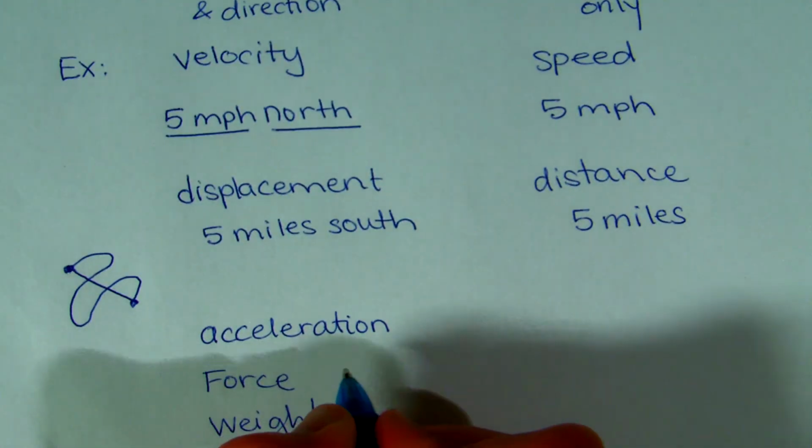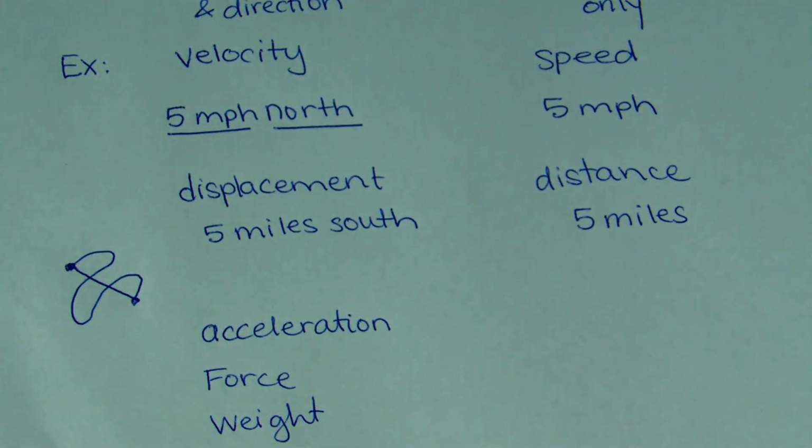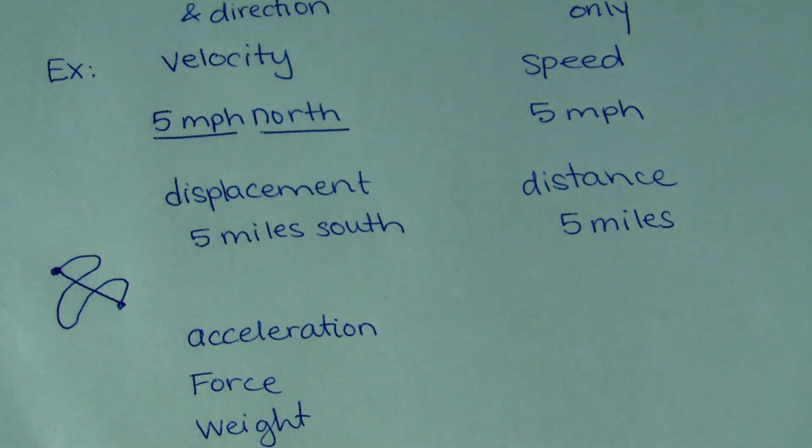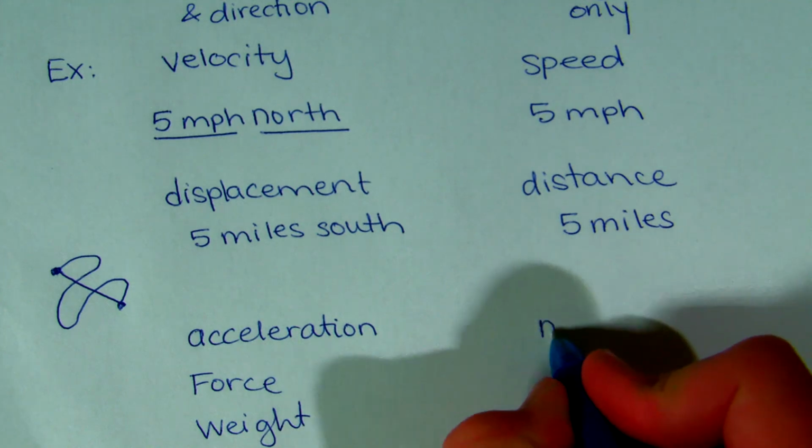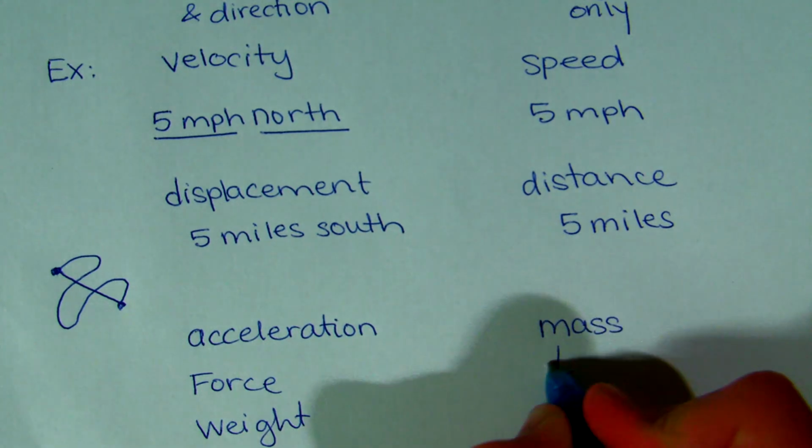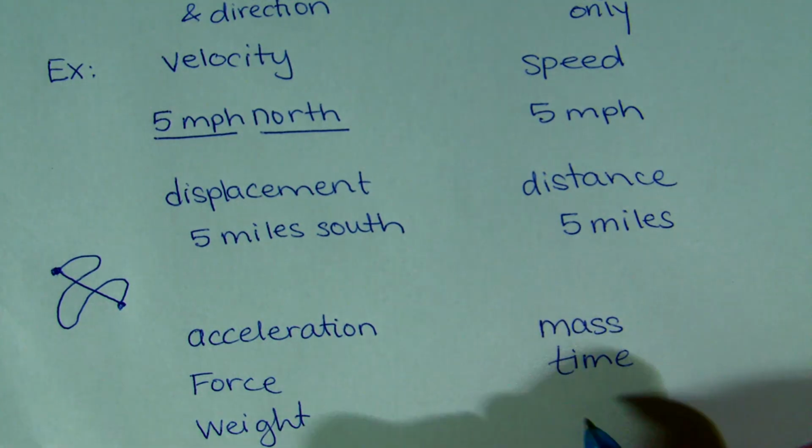In any of these quantities, velocity, displacement, acceleration, force, weight, all of those need to include not only a numerical answer and the units, but also a direction. Perhaps north, south, east, west, maybe left, right, up, down, 30 degrees from the north, something like that. Scalars do not need to include directions. Other scalars that we will use throughout the year are mass, time. You will see those.